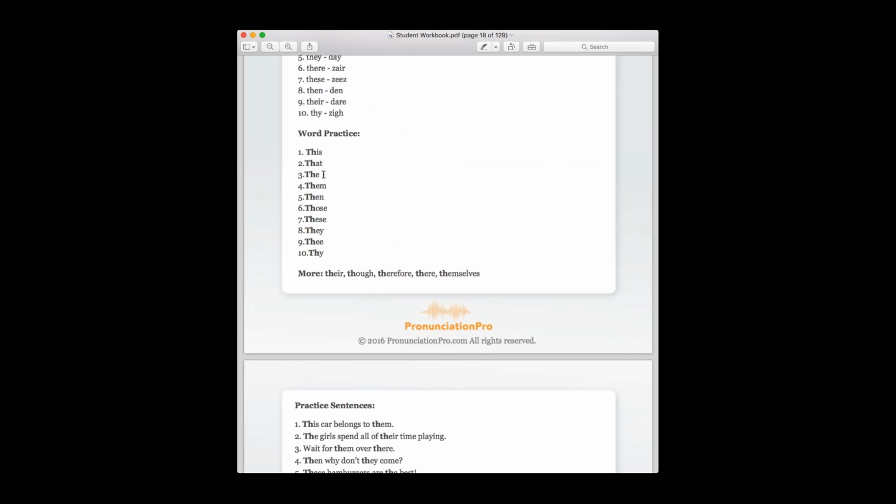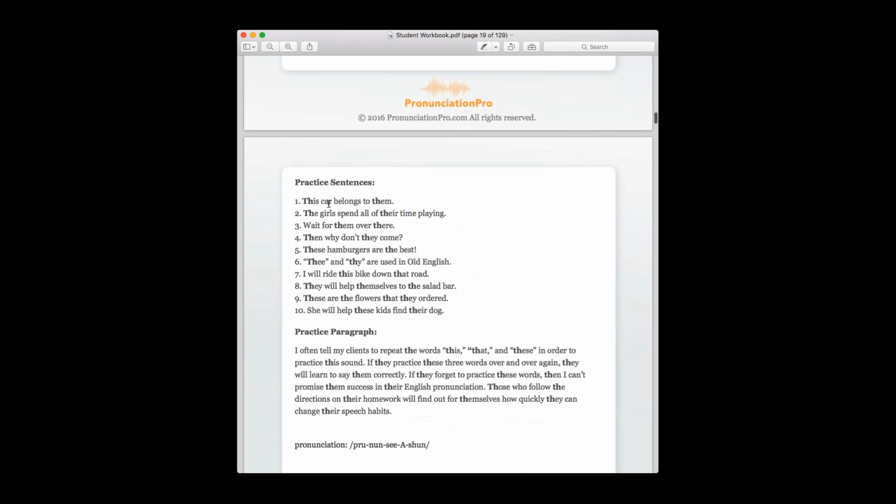This, that, the, them, then, those, this, they, thy. Good. Okay, I want to hear three sentences. So this car belongs to them. This car belongs to them. Okay, get that a little bit more.